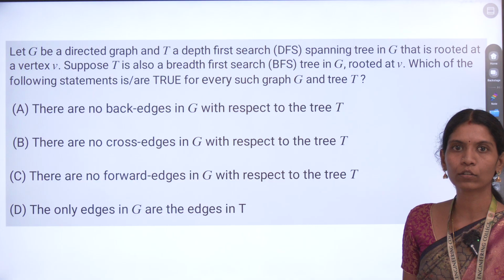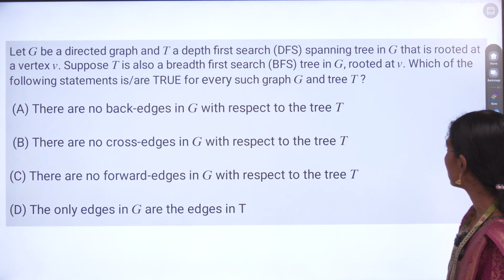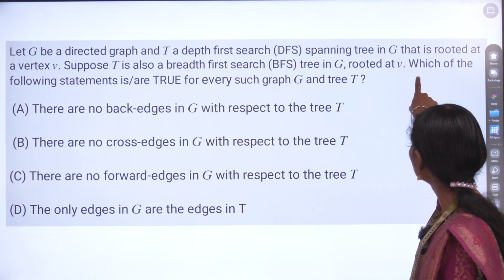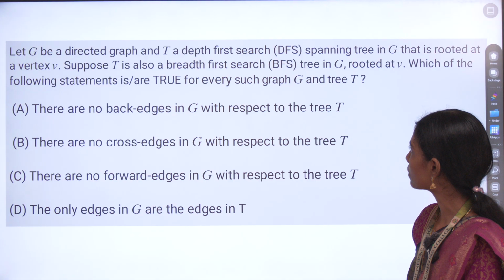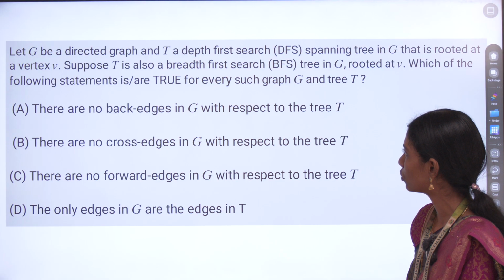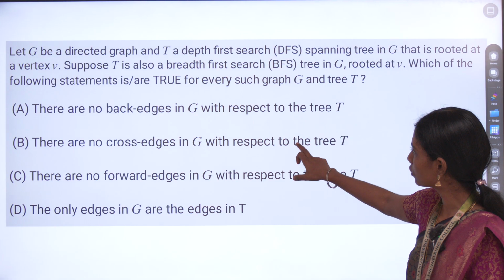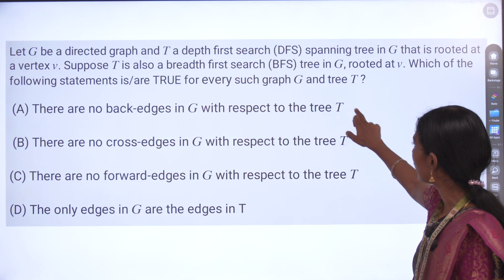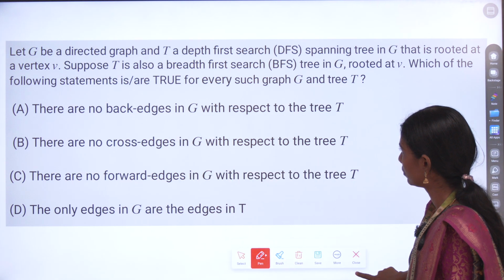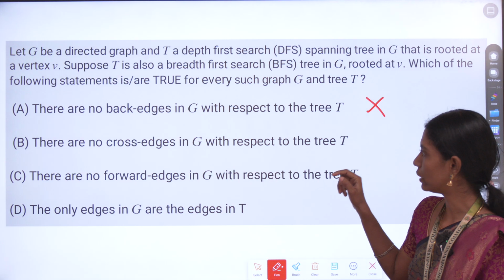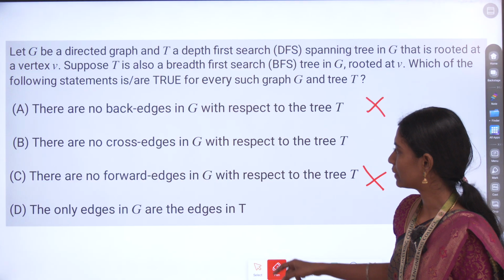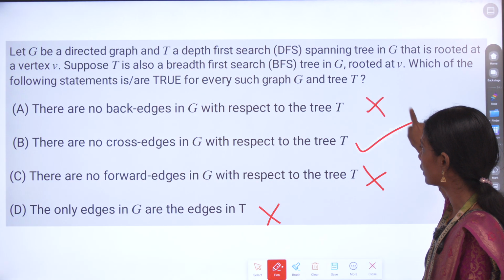Here are some example questions from previous GATE question papers. Let G be a directed graph, and a depth first search spanning tree in G is rooted at a vertex, and suppose T is also the breadth first search tree of G rooted at V. Which of the following statements is true? The options: there are no back edges in G, but all edges are contained in the tree, and there are no forward edges. It is also wrong. It also contains edges. The right answer is the cross edge with respect to the tree.